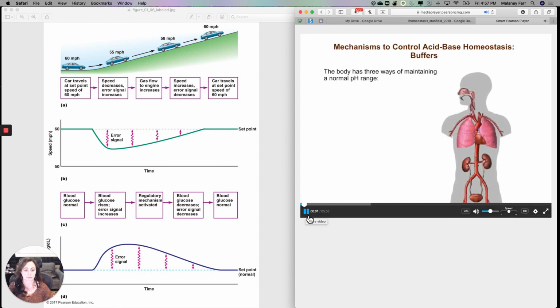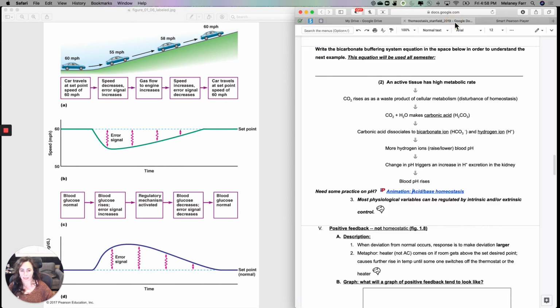It's right here, and I'll introduce you to it briefly. The body has 3 ways of maintaining a normal pH range: chemical buffer systems, respiratory controls, and renal mechanisms. Okay, so it will go through all 3 of those. If you want to watch it, it's 5 minutes long. The first one is probably pretty useful for this set of notes. By the end of the semester, you'll know all 3 of them. They just may be slightly beyond your level of knowledge or interest at this point.